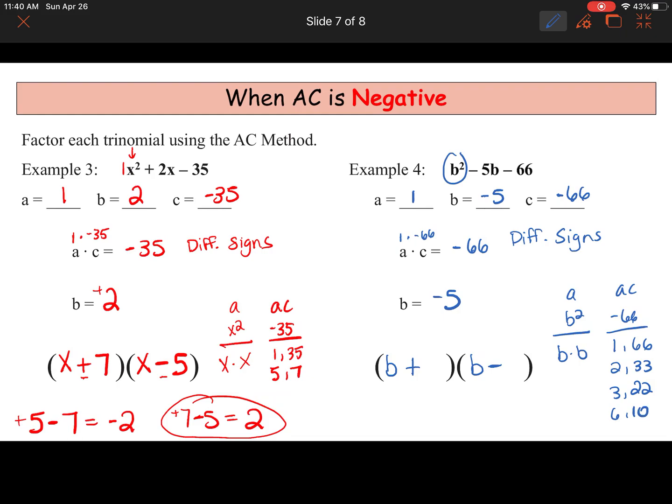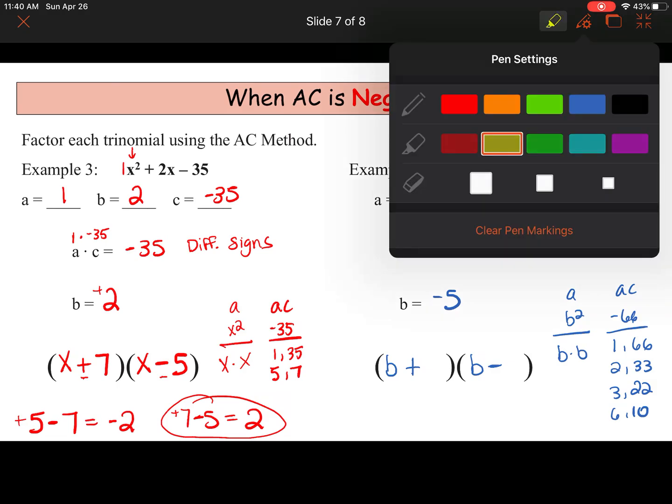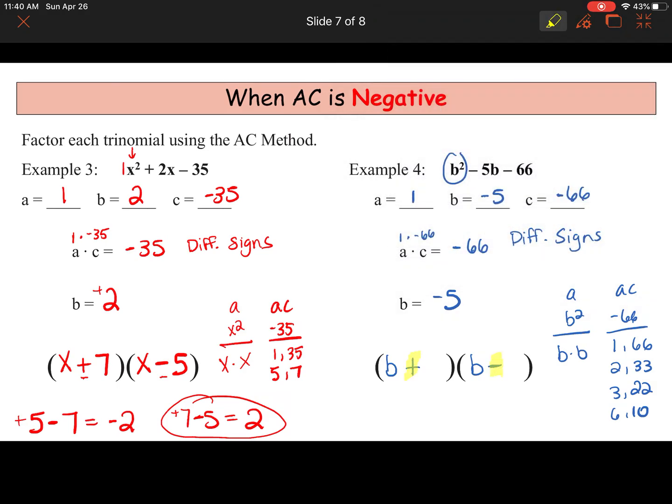Now, which pair here, when we subtract them, remember, because we're going to have a positive and a negative number, different signs we subtract, is going to give me negative 5. So, 1 minus 66, that's not going to do it. 2 minus 33, nope. 3 minus 22, nope. 6 minus 10, that looks like it might do it. Let's check. So 6 minus 10 gives me negative 5. Oh, that looks like it works. Let's check the opposite way. 10 minus 6 gives me... Oops, I'm sorry. Made a mistake here.